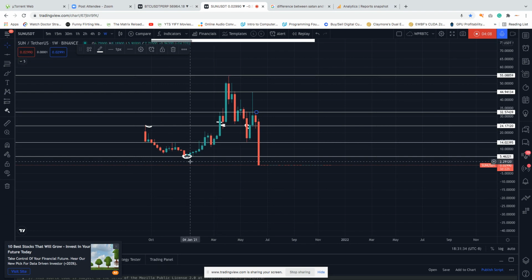So you can see that we've gotten our levels, right? Quite easy. But here's the thing I will tell you, all these levels are from the old Sun data. Now remember, Sun dumped from 54K all the way down to 0.03. Now that is quite a big dump.